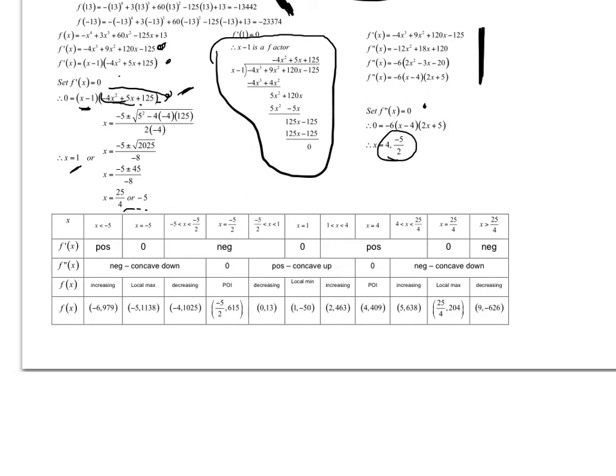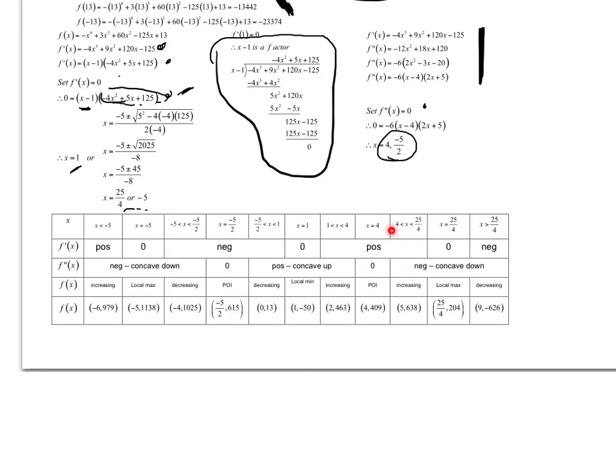So if we take a look, you have to put everything in here. You have to list all your x values, your local minimum, your local maximum, your possible points of inflection. So, using my laser pointer, we've got -5, we've got 1, we've got -5/2, 4, and 25/4. You have to put them all in order. We got -5, -2/5, 1, 4, and 25/4. You list all of those, and in between you get all your intervals.